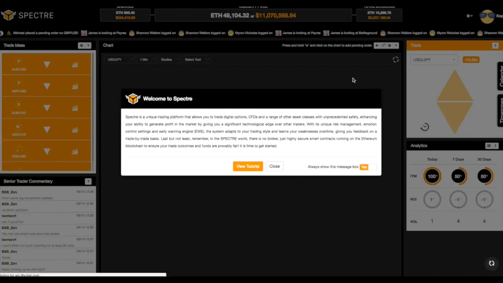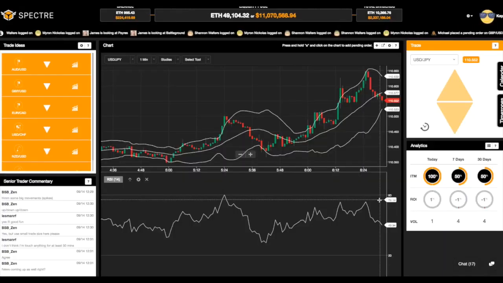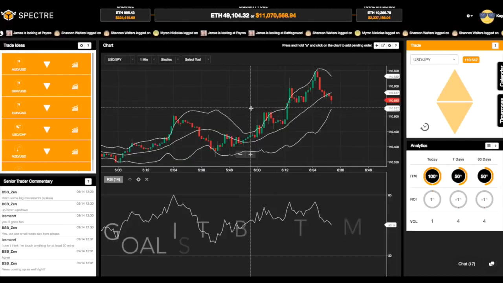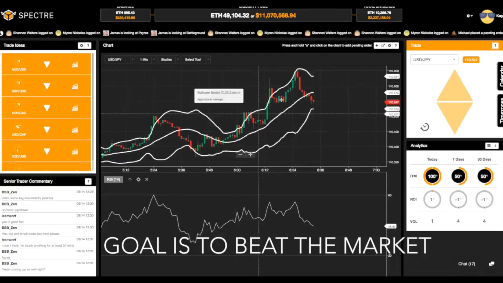Alright, just logging into Spectre. And the goal here is very, very simple. For you as the trader, whether you are a cryptocurrency trader or a normal FX trader, or you want to trade any sort of asset class, is to beat the market. The market is this giant complex beast, and you see it right here in front of you.